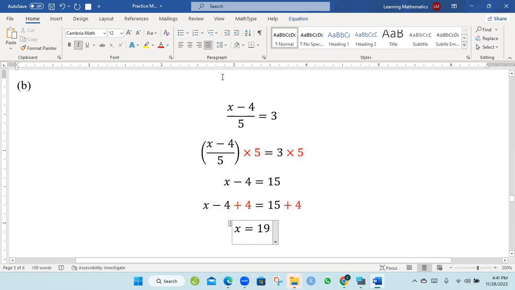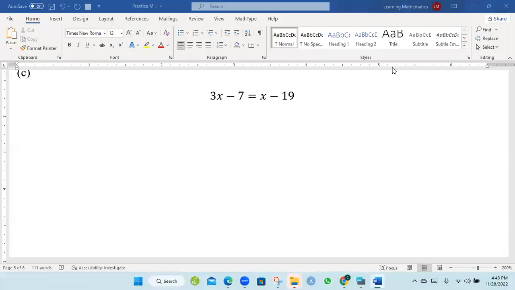Let's do part C now. So as you can see, C now is 3x minus 7 on the left side of the equal sign, and we have x minus 19 on the right side of the equal sign. So if you notice now, x is appearing on both sides. We have a 3x on the left, and we have a 1x on the right. We have more x's on the left. So where we have more, that is where the x has to be.